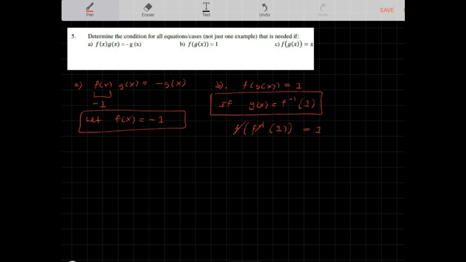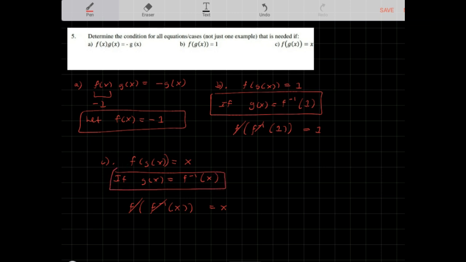This is the scenario for the first statement to be true always. This is the scenario for the second statement to be true always. Part C, f of g of x is equal to x, right? Then basically, in order to cancel out, if I say g of x is equal to f inverse of x, then f of f inverse of x, these two would cancel out and you get x, right? So if this statement always holds true, then this expression would be true.